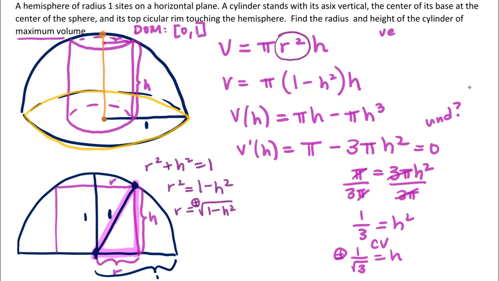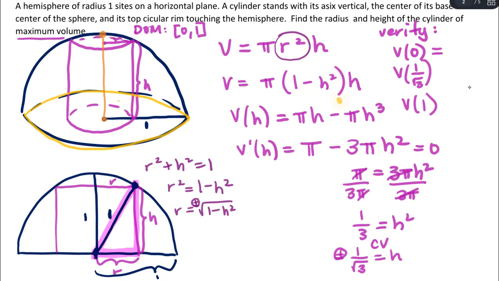Okay, so just to verify that I actually got a maximum, I'm going to plug 0 into my original volume function. I'm going to plug my critical value, 1 over root 3, in, and I'm going to plug 1, my other endpoint, in. If I plug 0 in there, I definitely just get back 0. Also, if I plug 1 in there, I get pi minus pi, which is 0. So all I have to do is convince myself that the critical value gives me a positive volume, and I found a maximum. So I get pi times 1 over root 3.